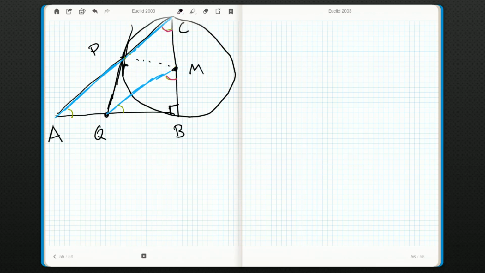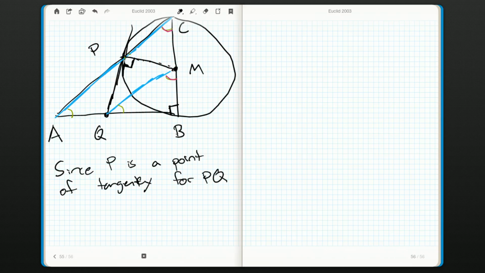But right now I'm going to draw in this right angle. So since P is a point of tangency for PQ, that line there, then PM must be perpendicular to PQ. Okay, this is another nice circle result. Just like with that, it's got to be the diameter if it's opposite a right angle inside a circle. Just like that, we have this nice point here.